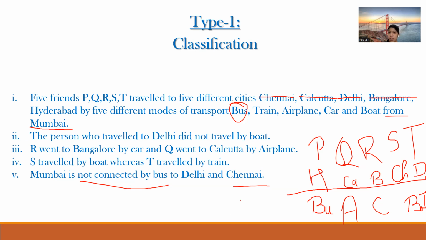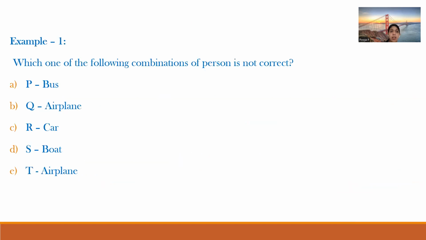Okay, so all of you are fine till here? Okay, then we'll move forward. So the first question they have asked, which one of the following combinations of person is not correct? That is, person with their mode of transport. So answer which one it is.